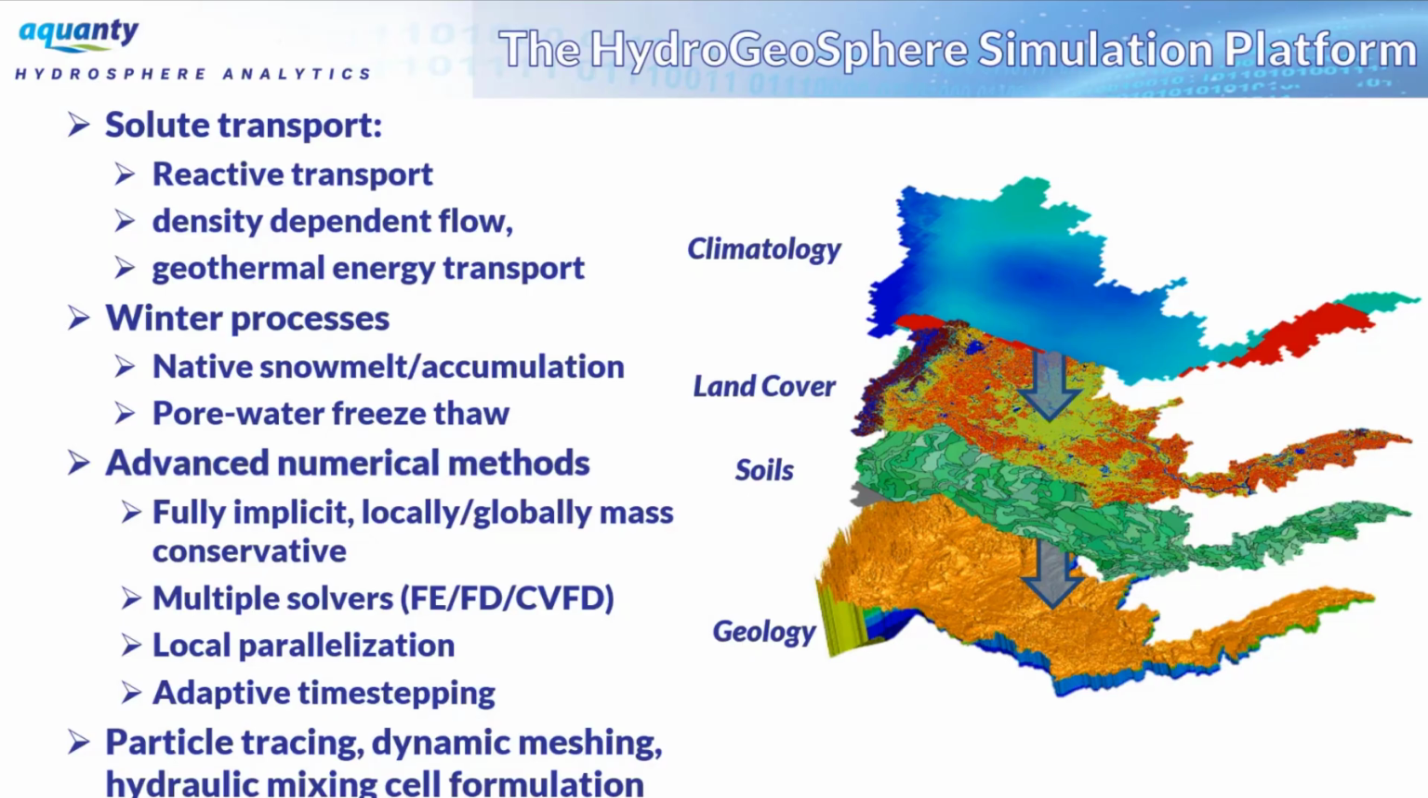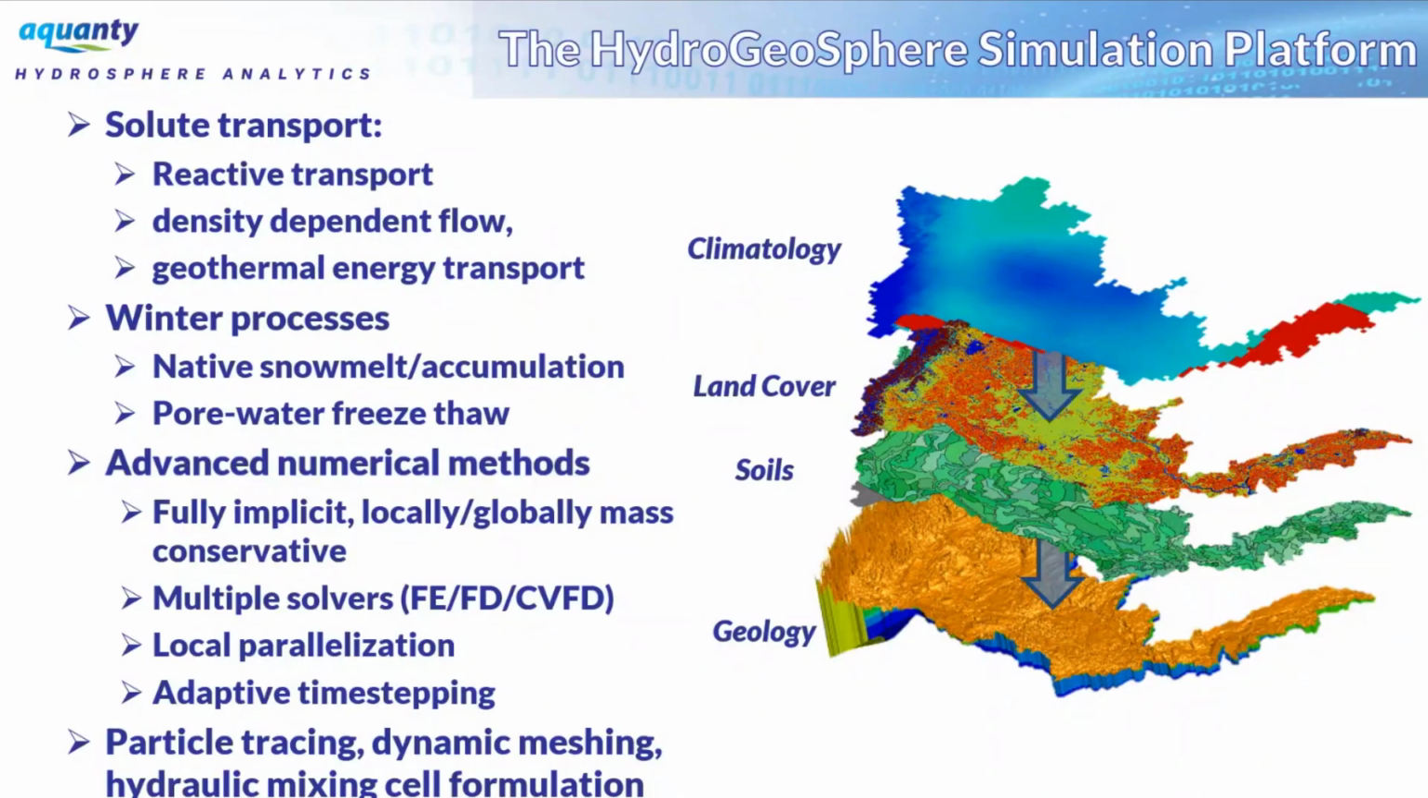And then HGS has a whole bunch of really advanced numerical methods under the hood. So it is fully implicit, both locally and globally mass conservative. It's a finite element solution by default at its core, but we do also support a finite difference approximation to this finite element system, as well as a control volume finite difference approximation. You can parallelize HGS models locally. It's all based on an adaptive time-stepping system, which we'll talk more about a little bit later on. And we also support particle tracing, and dynamic meshing, which allows you to modify mesh topography over time while simultaneously maintaining your water balance. That can be very helpful for mining applications, for example.